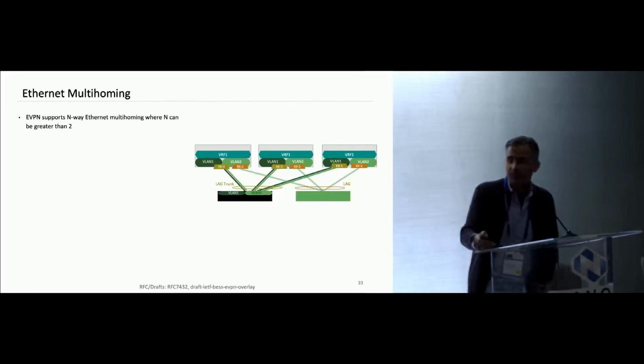So only one member link of an ESI is allowed to forward replicated packets, and that member link is known as the designated forwarder. The DF can be at the granularity of a VLAN ID, but for this tutorial we'll leave it at the granularity of a port.